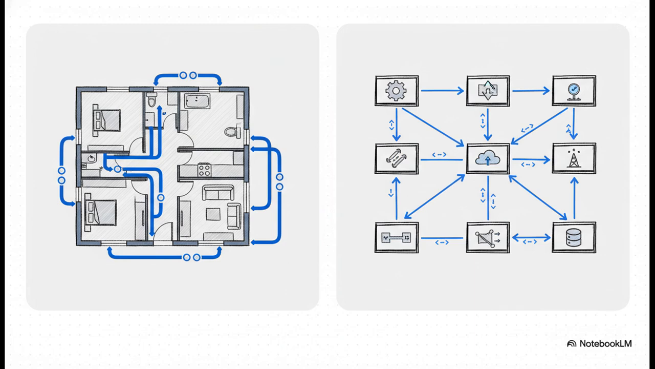How does the user interface get information from the database? What are the rules for how the business logic can update that information? The architecture defines all of these pathways and protocols. It's kind of like the plumbing and the electrical wiring of the system.